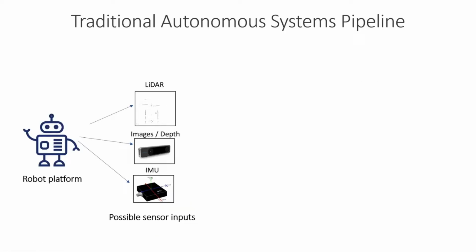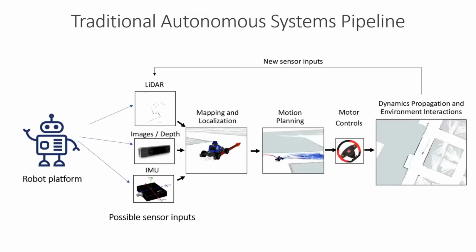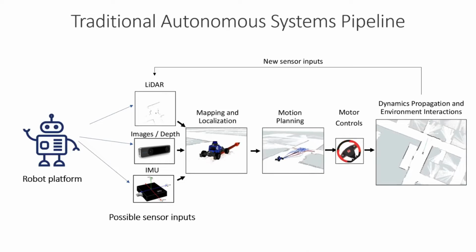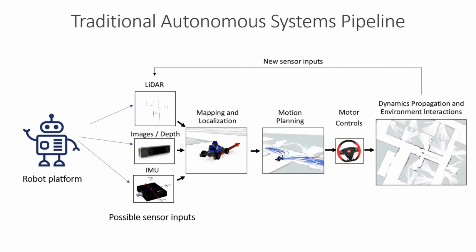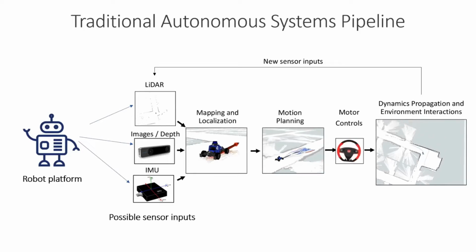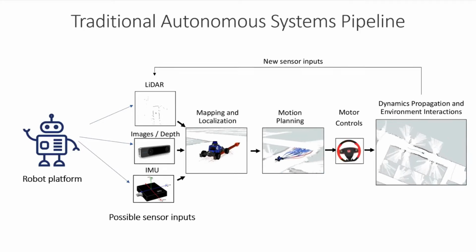A traditional robotics pipeline consists of multiple sensors, such as LiDAR, images, depth cameras, and IMUs. All this system information is fed into a sequence of modules, such as mapping, localization, motion planning, and final level controls. This traditional approach requires a lot of human expertise and prior knowledge in defining the exact sequence of modules, their inputs and outputs.